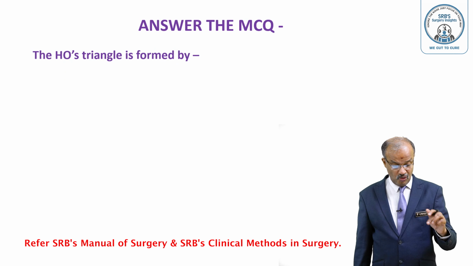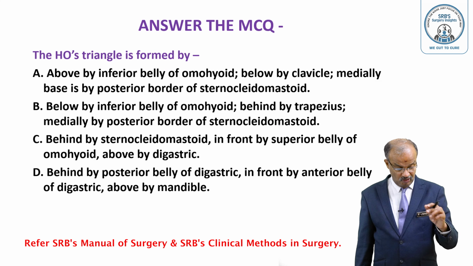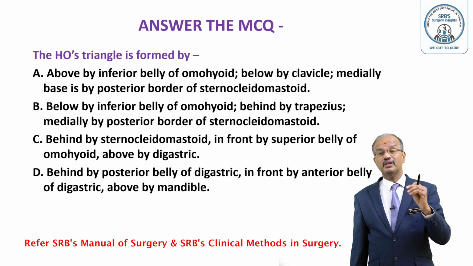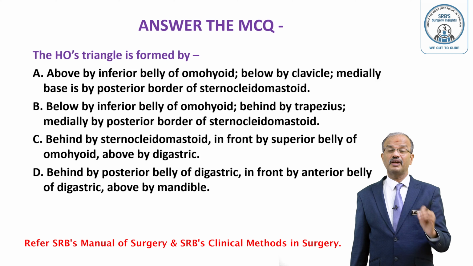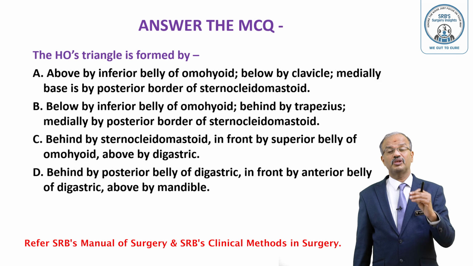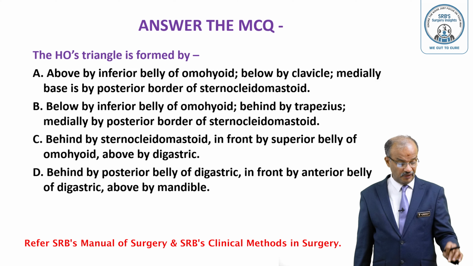So Hesselbach's triangle is formed by all this: A, B, C, D. So what is Hesselbach's triangle? Find that out, and the boundaries of the triangle, put it in the comment box, and I'll give the answer at a later period. So students, I acknowledge your answers. Please write the right answer. Please go through this one sequence, write the right answer.